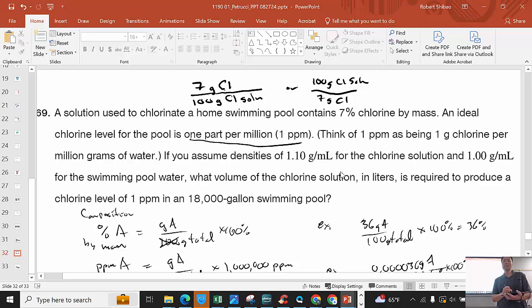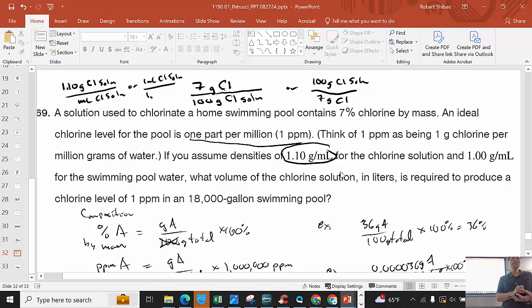If you assume densities of 1.10 grams per milliliter for the chlorine solution, so again, we're going to have to do this. We have this 1.10 grams per milliliter, but what is that? 1.10 grams of what per milliliter of what? Okay, when we're thinking about density, it's going to be the same thing on the top and the bottom. And so it's going to be 1.10 grams of chlorine solution per milliliter of chlorine solution. Or vice versa.